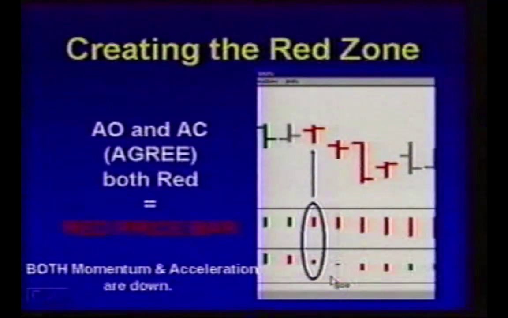So when you look at a red price bar, what do you know immediately? Momentum and acceleration are both down. You probably don't want to be long at that time, or if you have been long, you're going to want to reevaluate the market. So let's go to this next one and just show you a repeat again of one bar to create.